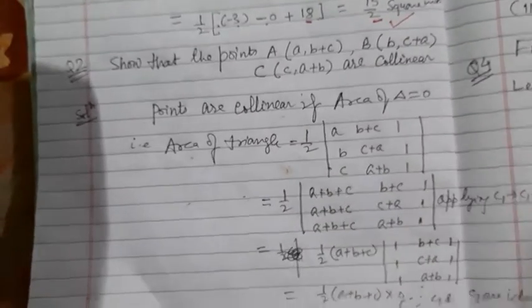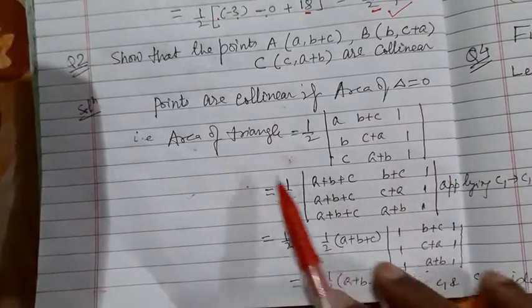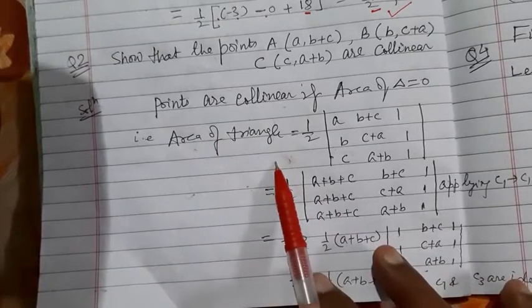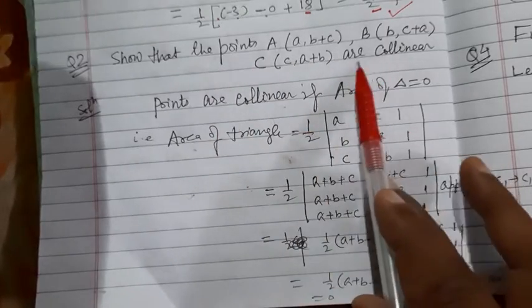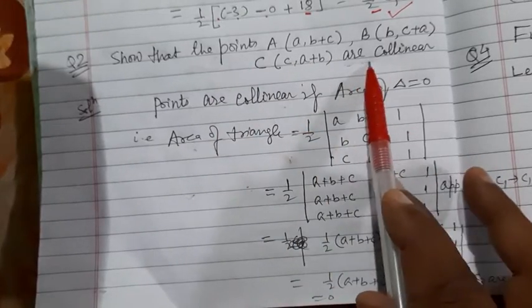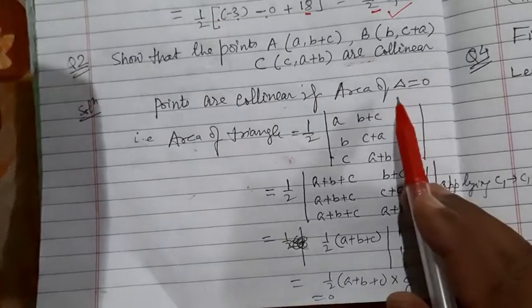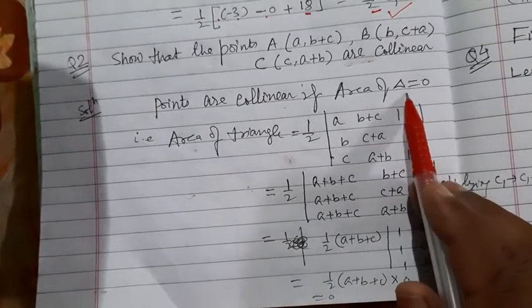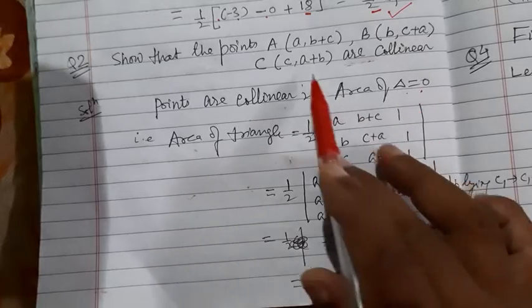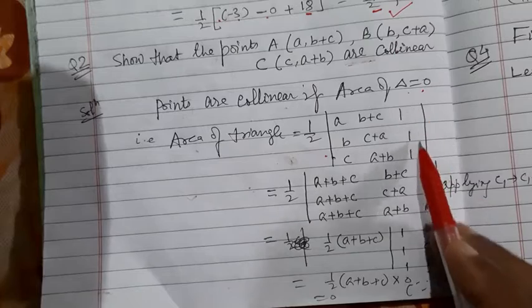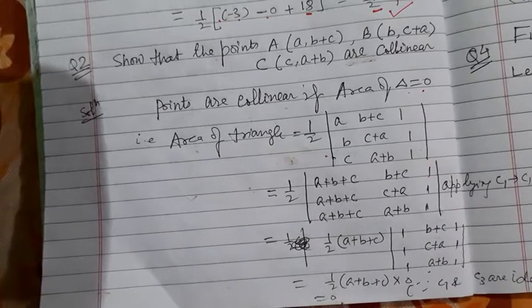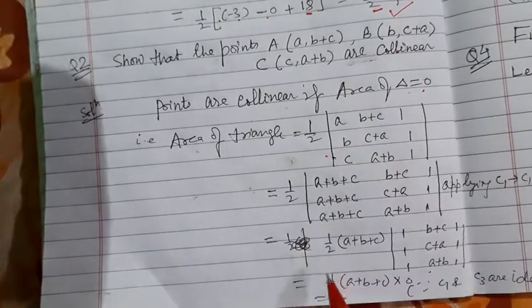Question number 2 is also a similar question. You have to find the area of the triangle again, but in this question it is given so that the given points are collinear. Collinear means the area of the triangle is equal to 0. If you get the area of the triangle equal to 0, then you can say the given points are collinear. In the same way you find the area of the triangle, and simplifying, you get 0. It means the given points are collinear.